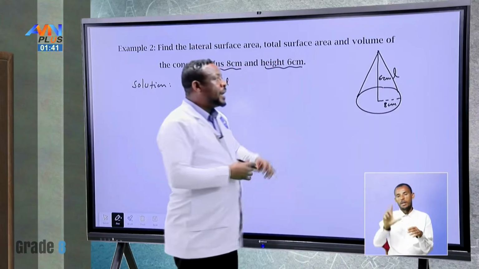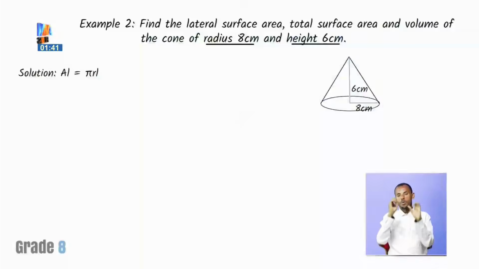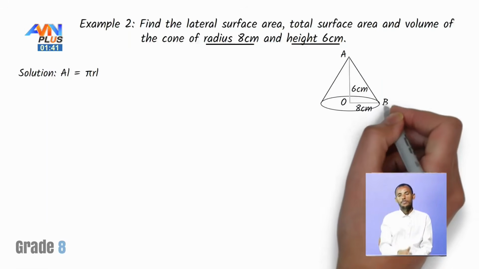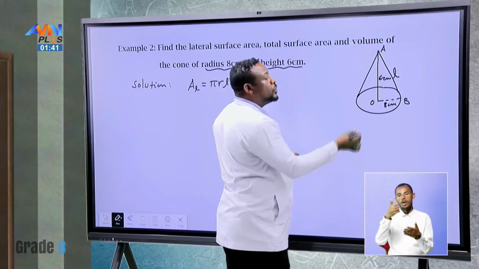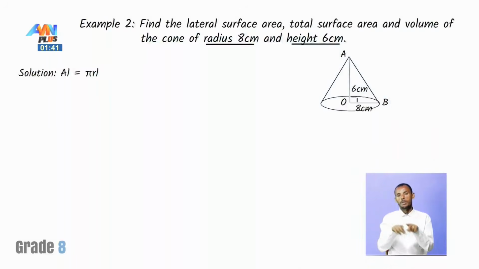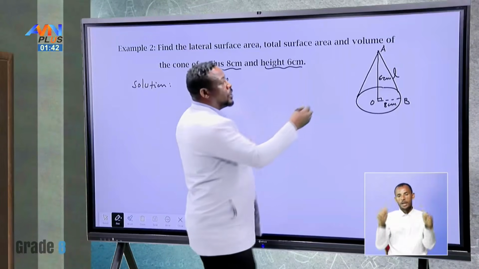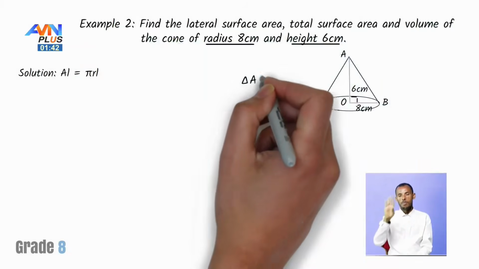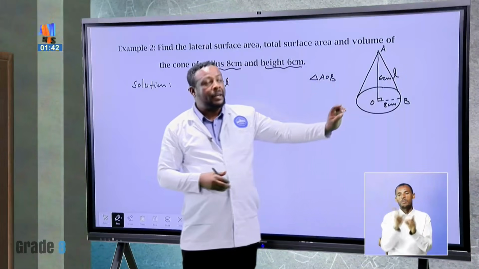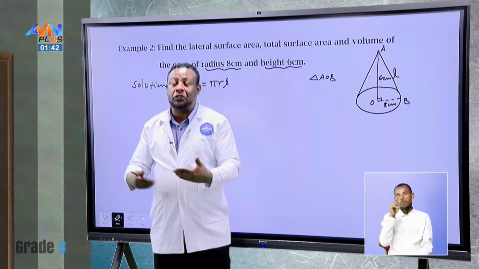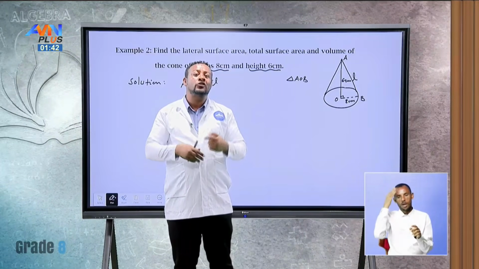Okay, now considering the triangle, you can say this is A, O, B. Since OA is the altitude, it forms a perpendicular at the center, so that you will have triangle AOB. Triangle AOB is now a right angle triangle because it forms 90 degrees at the center. If you have a right angle triangle, you can use Pythagoras theorem to determine the unknown third side.